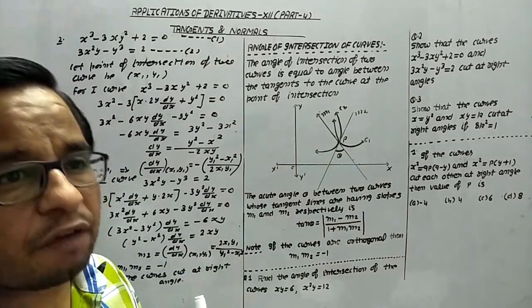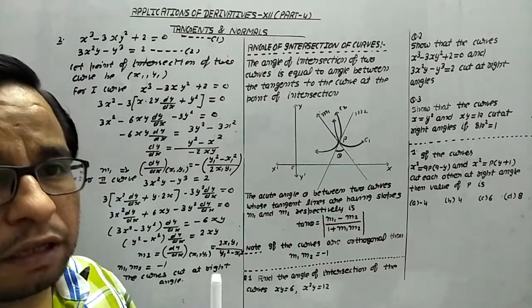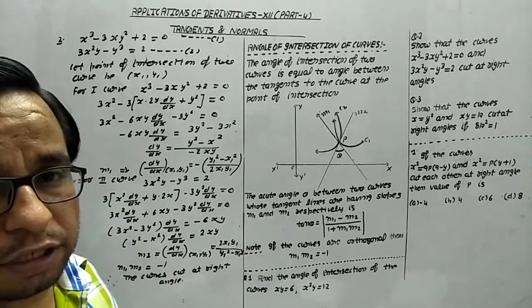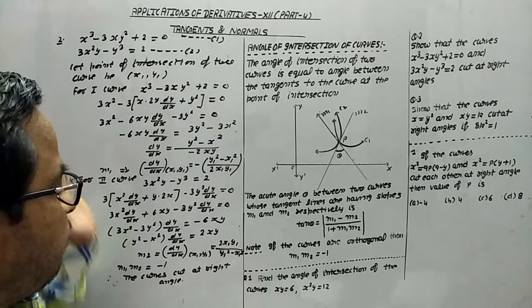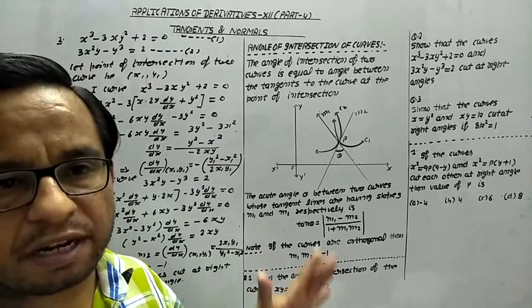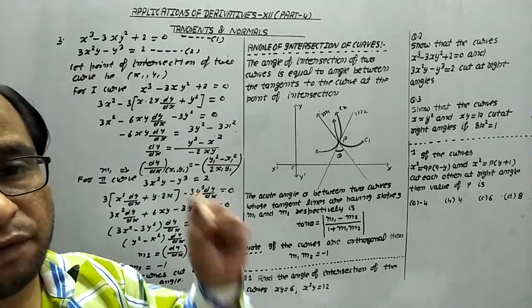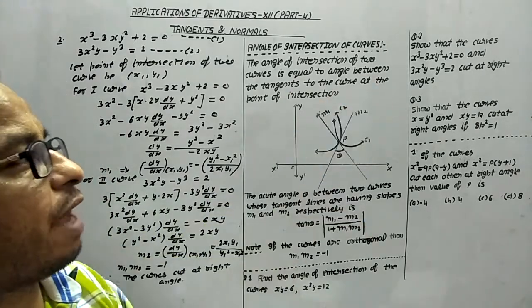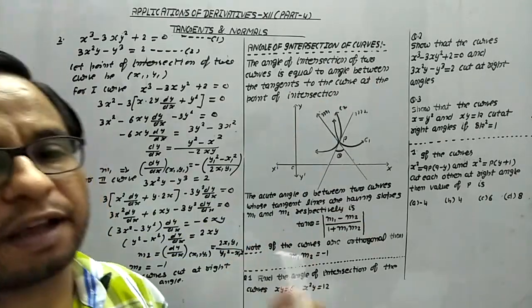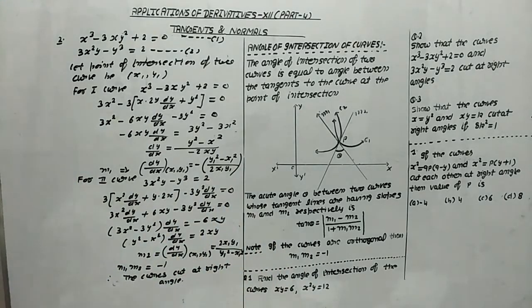So this is another way: without finding the points of intersection, we can just assume this, and on the basis of this we will get m1 m2 is equal to minus 1. But this logic we can apply only in the case where we have to prove that they cut at right angles. Now let's start with question number 3.